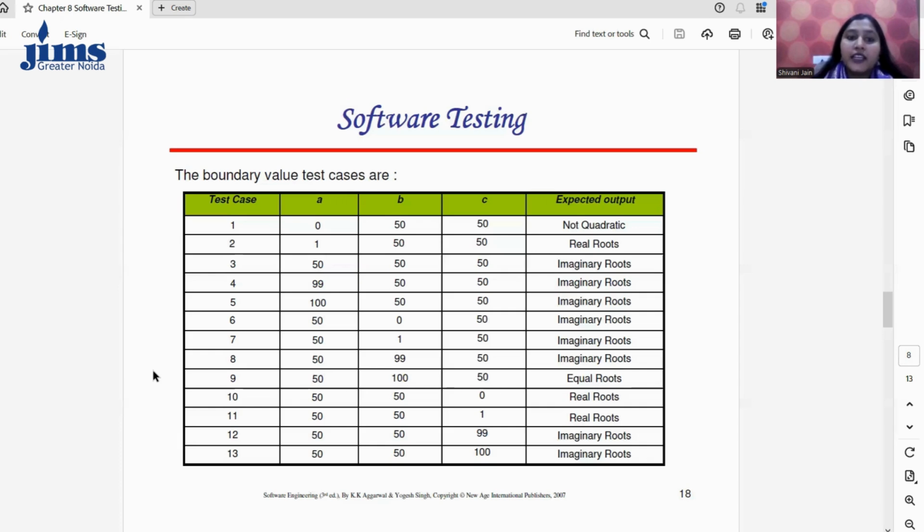So how should we interpret this answer is, if we take the first test case and we give the value a 0, b 50, and c 50, the expected output is not a quadratic equation. If our program is giving output other than this, the test case fails. So this test case reveals one weakness of our program. Likewise, in the second test case, if a is given 1, and b and c are given 50 and 50, the output that our program should give is real roots. If it is not giving that, it means our test case failed and we should correct that mistake. And likewise, we can do this for all the test cases.